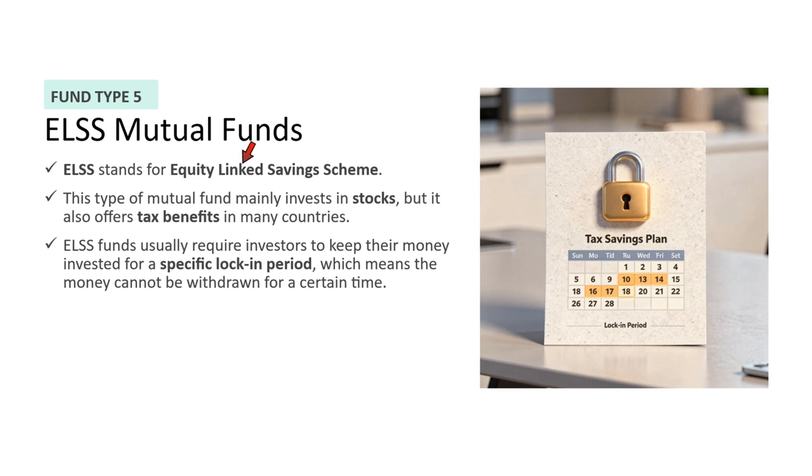Fund type 5 is ELSS mutual funds. ELSS stands for Equity Linked Savings Scheme. This type of mutual fund mainly invests in stocks, but it also offers tax benefits in many countries. ELSS funds usually require investors to keep their money invested for a specific lock-in period, which means the money cannot be withdrawn for a certain time.